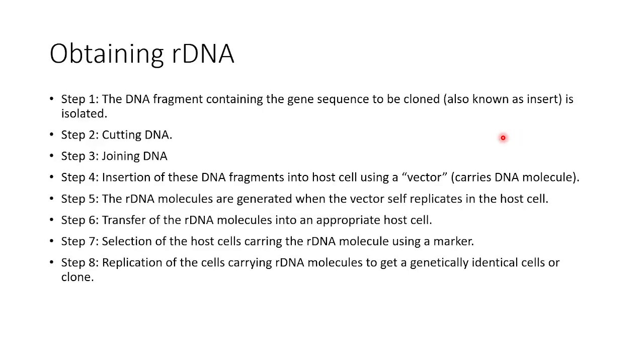So then there is the selection. One is antibiotic resistance, the resistance marker, or a colored marker. It generates color, so you can identify it. Okay, so this is what my construct looks like. Then there is replication of the cells carrying rDNA molecules to get a genetically identical cell or clone.